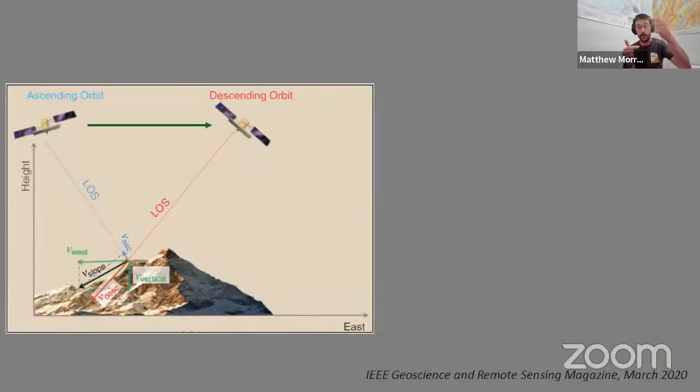So as a satellite goes around the Earth, it first comes over the horizon in what's called an ascending orbit. If the satellite is coming over the horizon and looking down at the landslide, that's the ascending orbit. Then as it continues across the sky and goes towards the next horizon as it descends, that's a descending orbit. And so you get two measurements of the line of sight, basically.